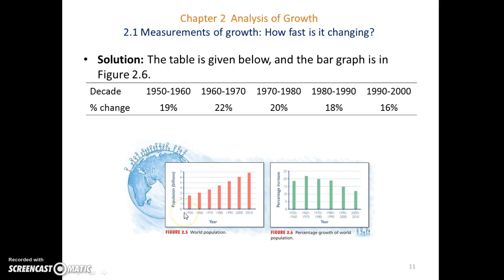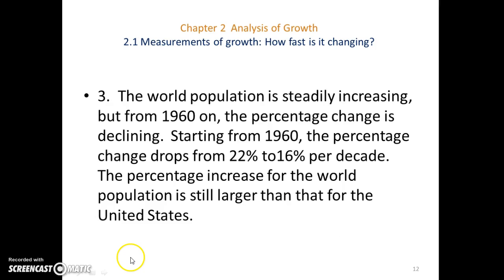Notice that the world population is steadily increasing. However, the percent change, even though it was increasing at first, is decreasing. Starting from 1960, the percentage change drops from 22% to 16% per decade. The percentage increase for the world population is still larger than that for the United States.